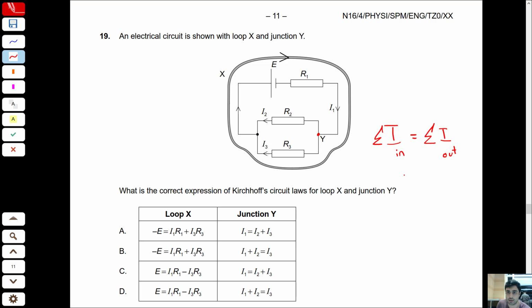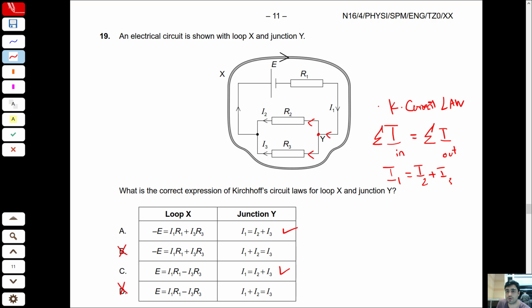There's I1 going in, so it has to be I1. Anything else that goes in? No. There's a current going out here, I3. So I1 going in equals the sum of the currents going out. There are two currents going out from the junction, and those are I2 plus I3. So this is one of the equations: I1 equals I2 plus I3. So it's either this one or this one. So we can ignore B and D. So it's either A or C. Alright, this is Kirchhoff current law.